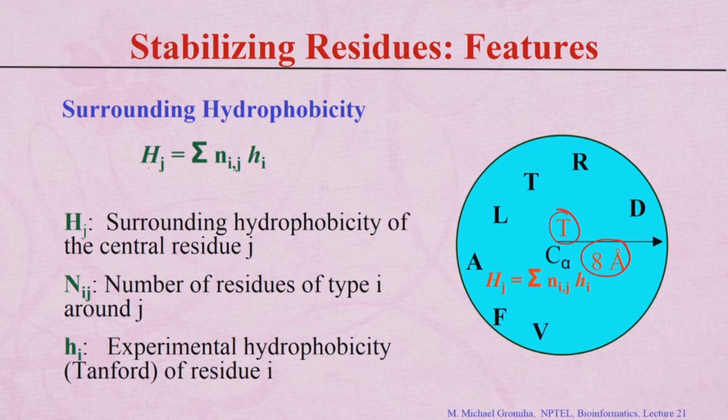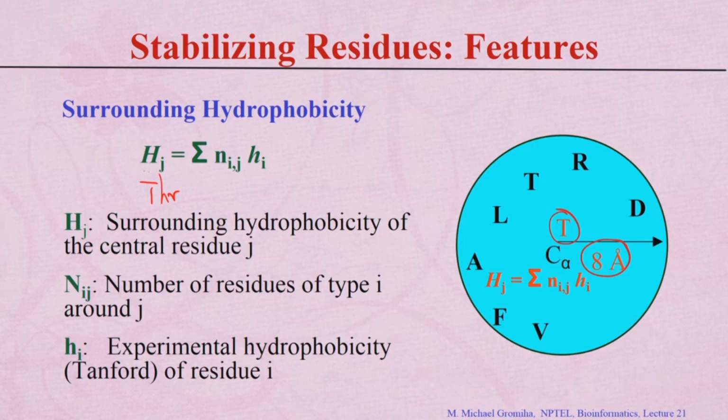For example, Hj, if j is Thr 31, you can obtain the value with the summation of Nij, which are the residues of type i which are surrounded by residue j. For example, how many alanines or valines are surrounded by this Thr 31, multiplied by the hydrophobic index of that ith residue. For example, if i is 5, then you multiply the number with the value for the solution, 5 times these hydrophobicity values.